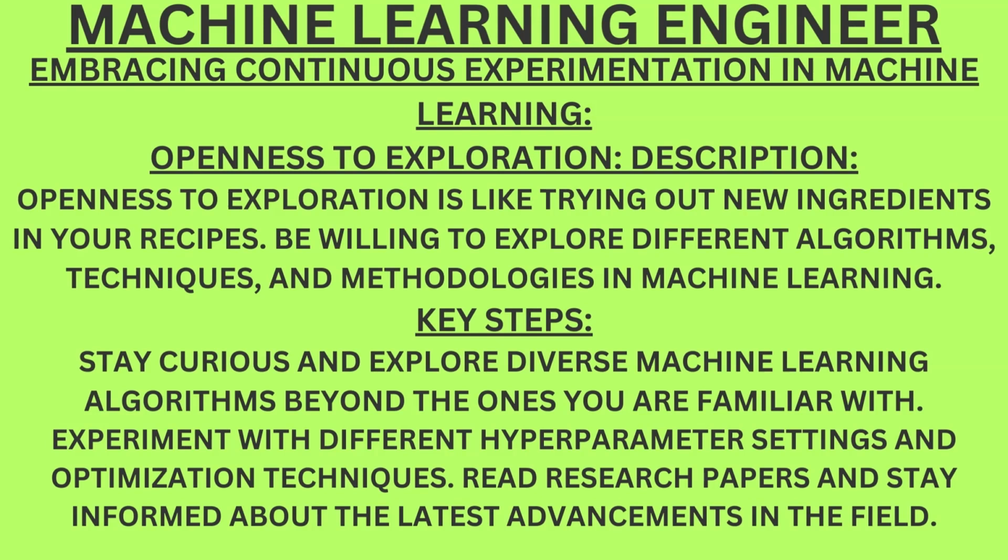Embracing continuous experimentation in machine learning. Openness to exploration. Description. Openness to exploration is like trying out new ingredients in your recipes. Be willing to explore different algorithms, techniques, and methodologies in machine learning. Key steps. Stay curious and explore diverse machine learning algorithms beyond the ones you are familiar with. Experiment with different hyperparameters, settings, and optimization techniques. Read research papers and stay informed about the latest advancements in the field.